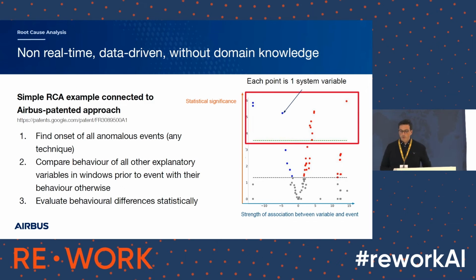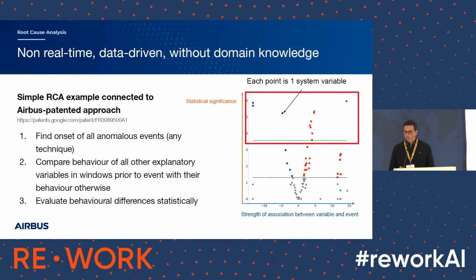Here's one example for a non-real-time method. So here we are speaking about non-real-time methods. We gather the data, an anomaly is detected, and then we try to understand what's happening. It's a data-driven method which we could use without having domain expertise about the system itself. This is connected to an Airbus approach which was patented.